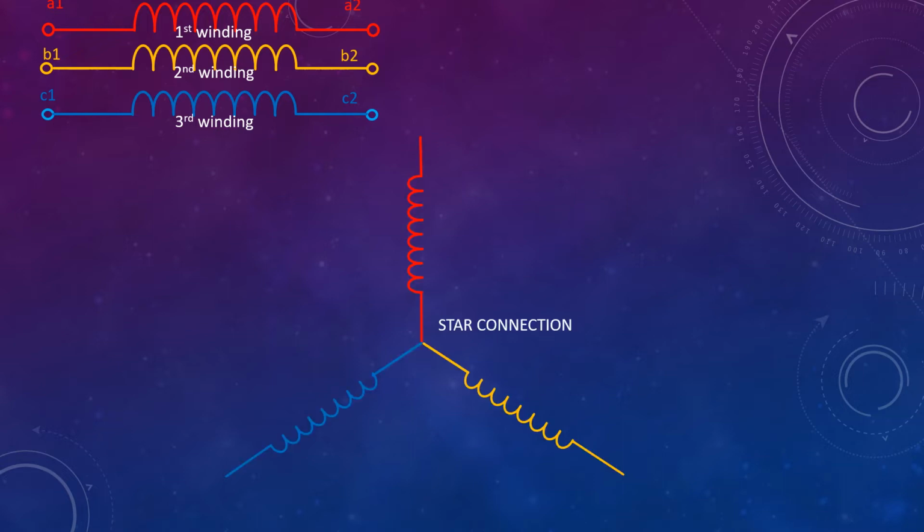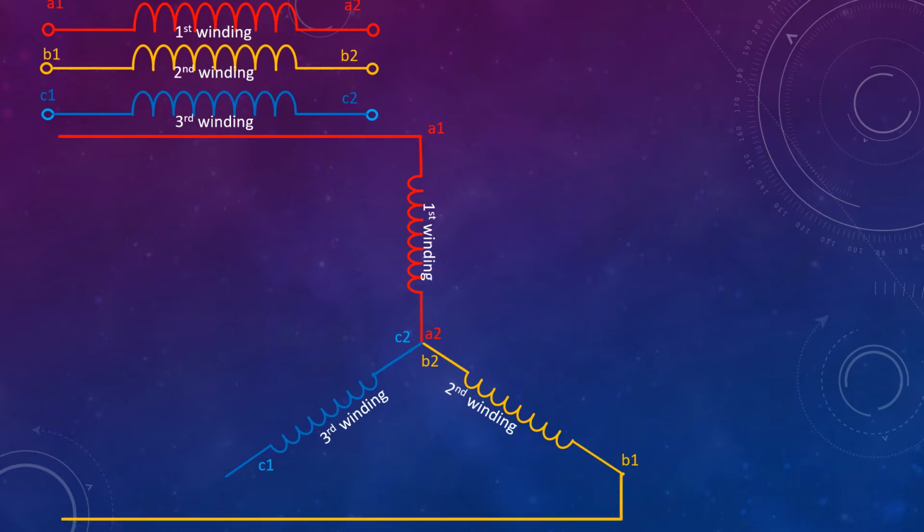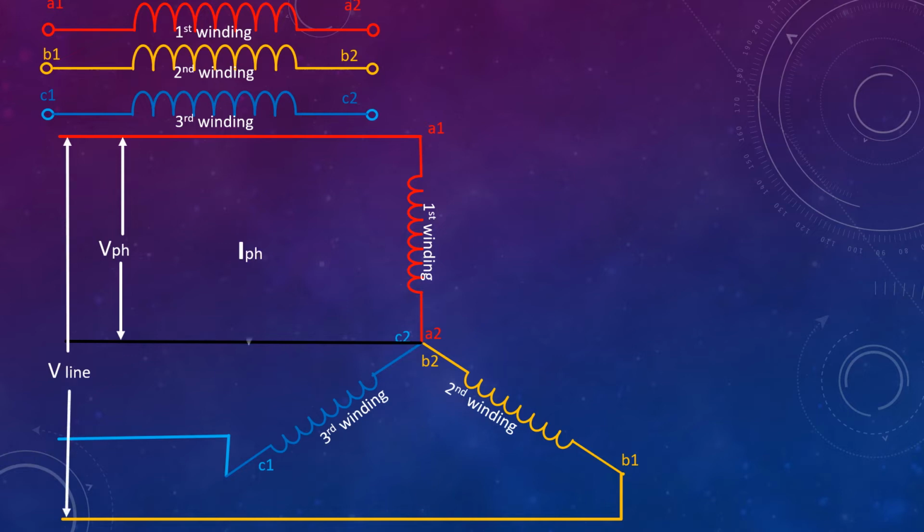This is star connection. All finishing ends, that is A2, B2, C2, are connected to form a neutral point. The starting ends A1, B1, C1 are connected with the three-phase supply lines. Voltage between any line and neutral is called phase voltage. Voltage between two lines is called line voltage. Similarly, current through a phase is called phase current, and current in a line is called line current.